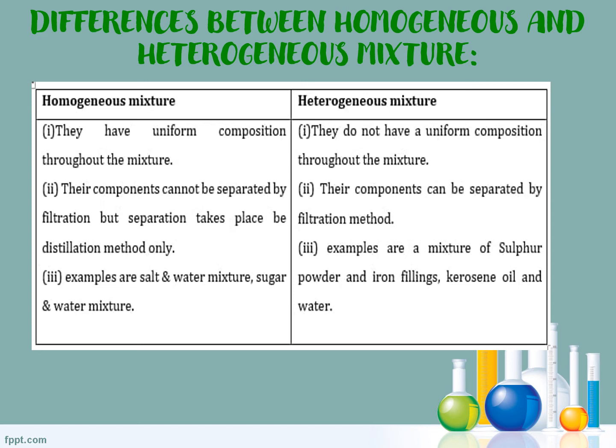And on the other hand, for heterogeneous mixtures, examples are a mixture of sulfur powder and iron filings, and kerosene oil and water. We have discussed more examples of both types of mixtures. So let us watch a video on this topic to grasp more examples of homogeneous and heterogeneous mixtures.